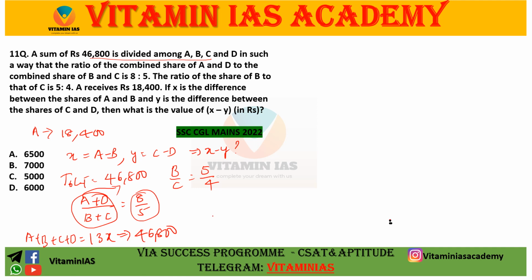That 13x is equal to 46,800, and x will be how much? X will be 46,800 by 13, then 3,600 will be the x value. X value how much? 3,600.